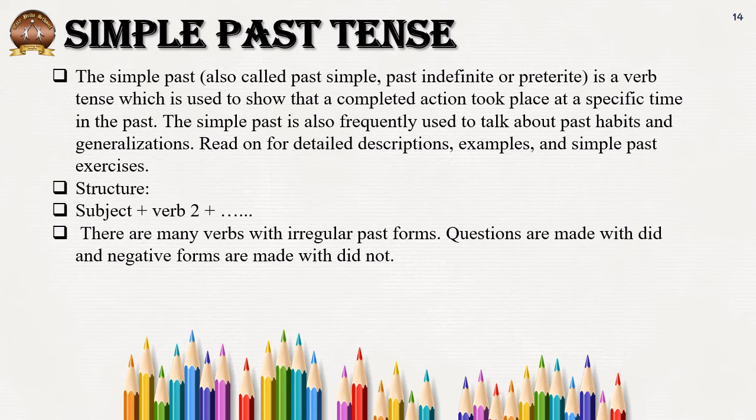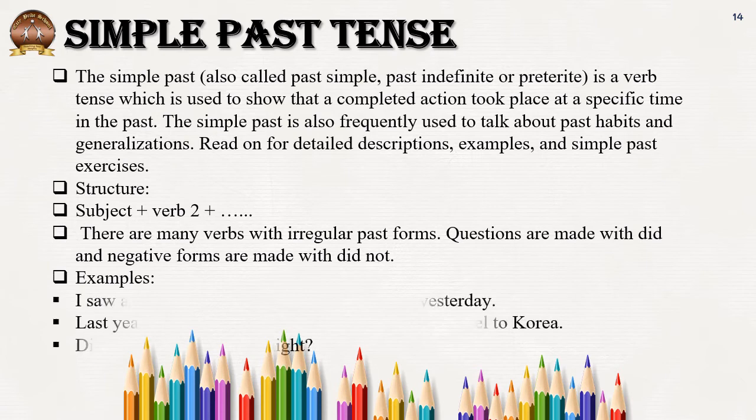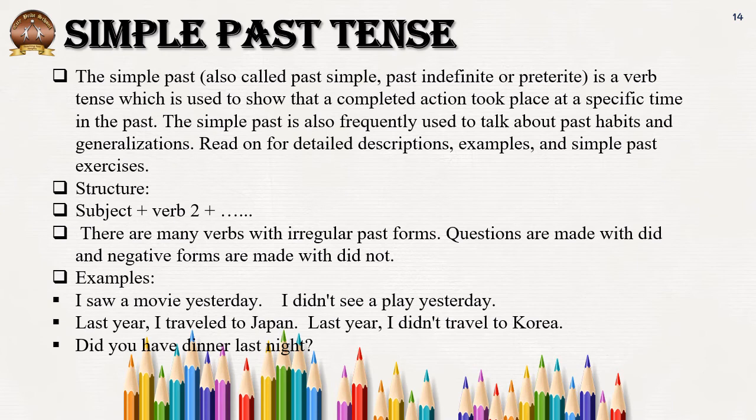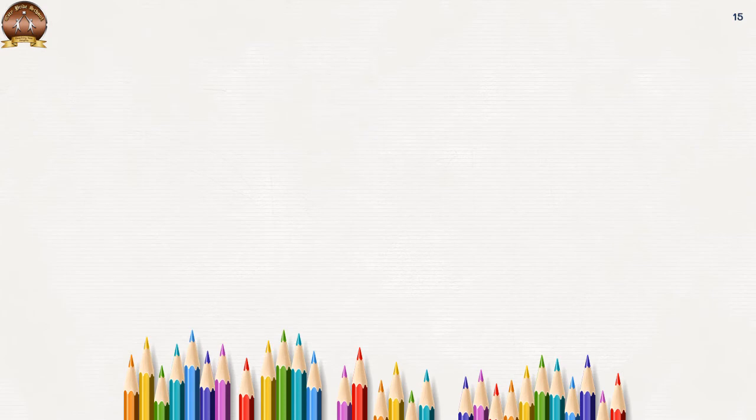So now verbs with irregular forms. Questions are made with did and negative forms with did not. Okay, irregular past forms. Now we already know what regular and irregular past forms are. We have studied it in the verb chapter. So I saw a movie yesterday. I didn't see a play yesterday. You see the difference? Last year I traveled to Japan. Last year I didn't travel to Korea. Did you have dinner last night? The question starts with did and the negative sentence has didn't. Did not actually, then its contraction is didn't.